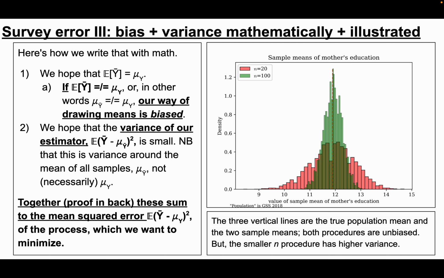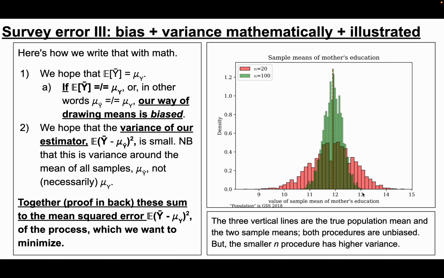And basically what I did is I took a bunch of samples of two different sizes. I took one where n is equal to 20, and then I took one where n is equal to 100. And then I found the mean of mother's education. I didn't do this by hand, of course, but I made the computer do it for me. I took the mean of mother's education in each of those samples of each size, and then I plotted those on a histogram.